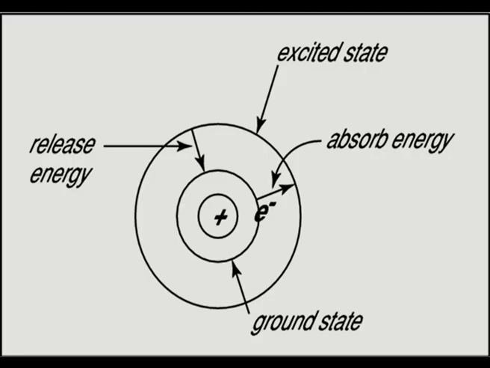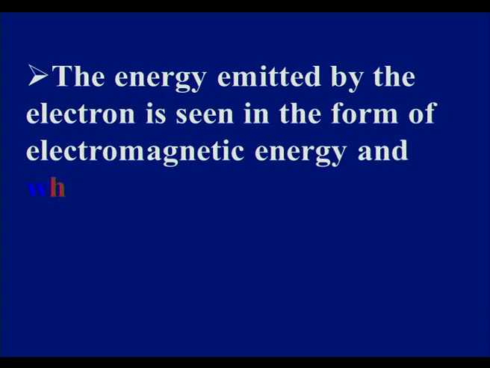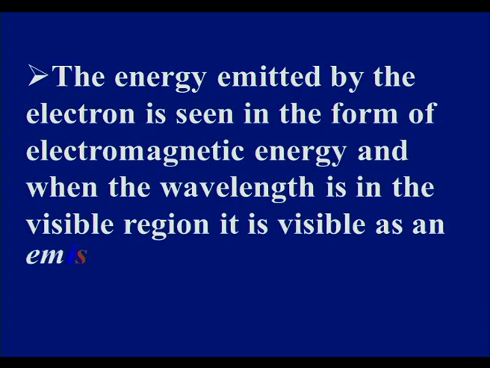Excited state. Electrons absorb energy and get excited to higher states, and at that excited state they are unstable. That is why they release the energy and come back to the ground state. The energy emitted by the electron is seen in the form of electromagnetic energy, and when the wavelength is in the visible region, it is visible as an emission line. That is why we get the line spectra in the visible region.